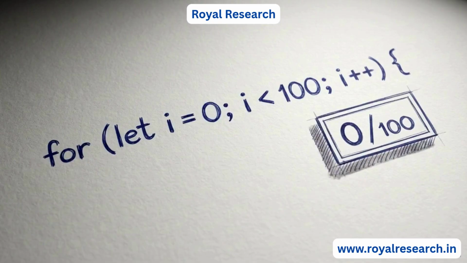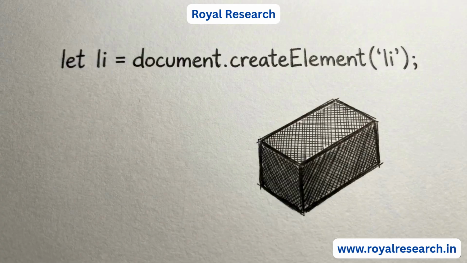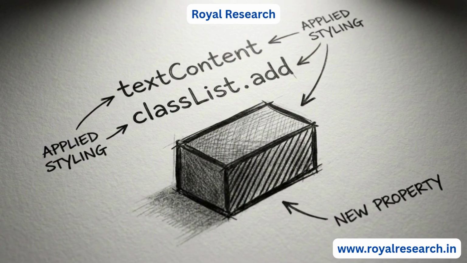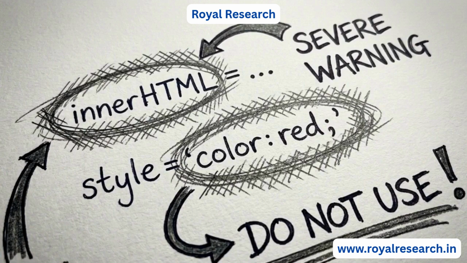Create a standard for loop and set it to iterate exactly 100 times. Inside that loop, declare a variable and use the document.createElement method to generate a new list item node for every cycle. Apply your text and styling directly to these new nodes. Use the textContent property for the text and classList.add to apply your CSS styles. Do not use innerHTML or apply inline styles here.